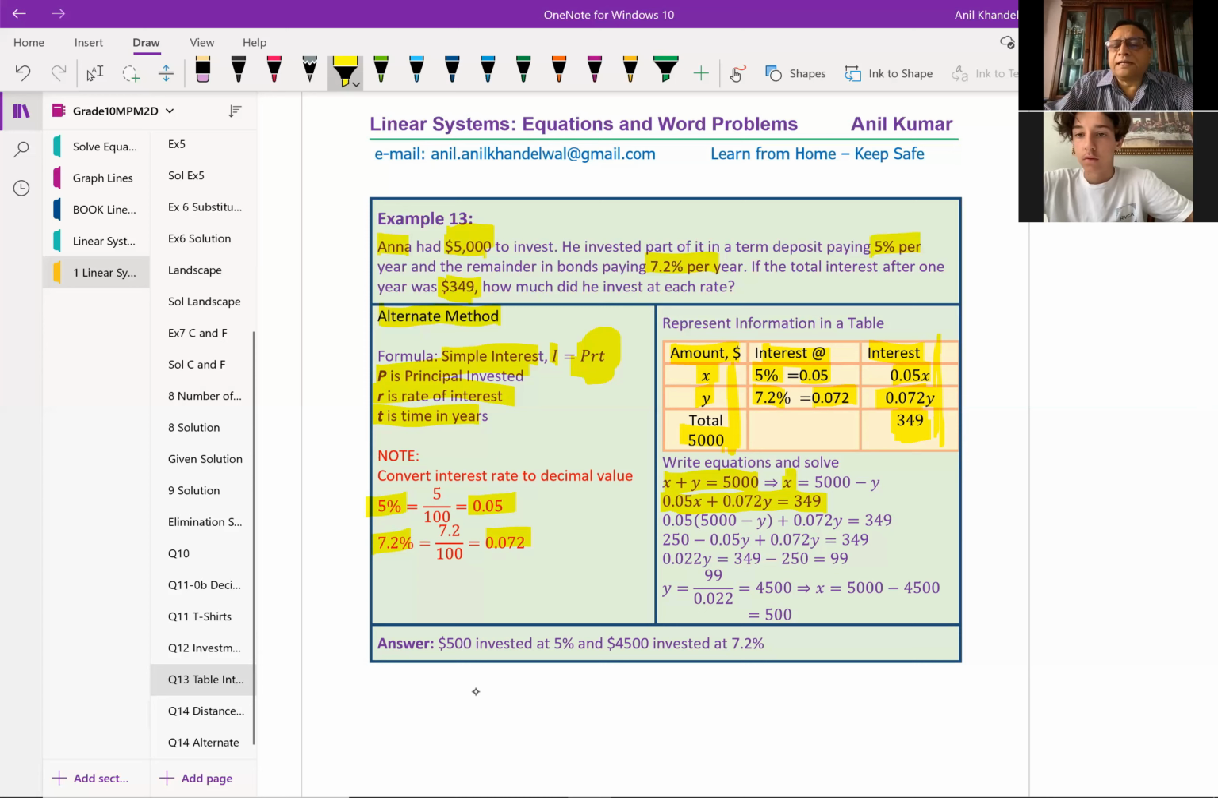I isolated x and wrote it as 5,000 minus y, so that I could substitute the value of x in my second equation. You see that? So 0.05 times 5,000 minus y. I'm just keeping my decimals since I need to use the calculator.